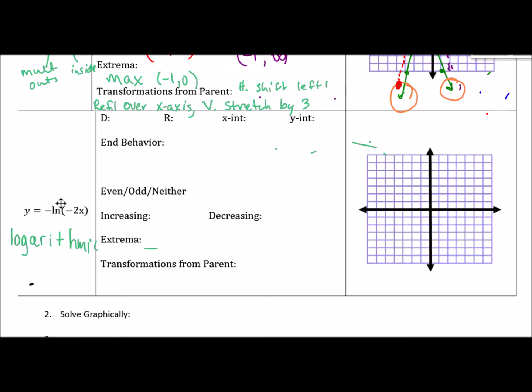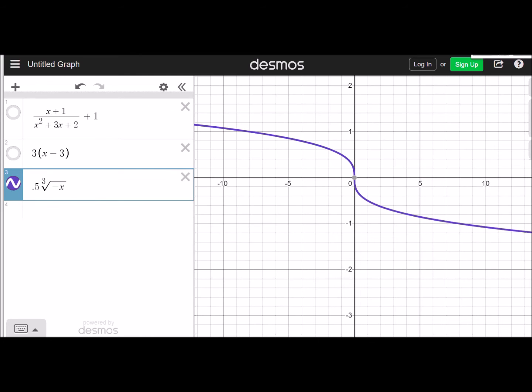But this right here, ln, just means log with a base of e. That means nothing to you. But you can also graph that. So let's look at what the graph looks like over here.